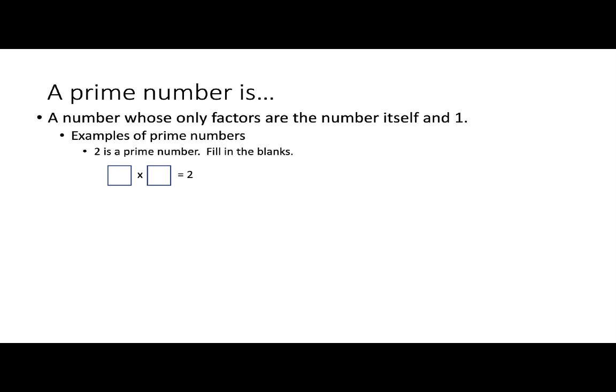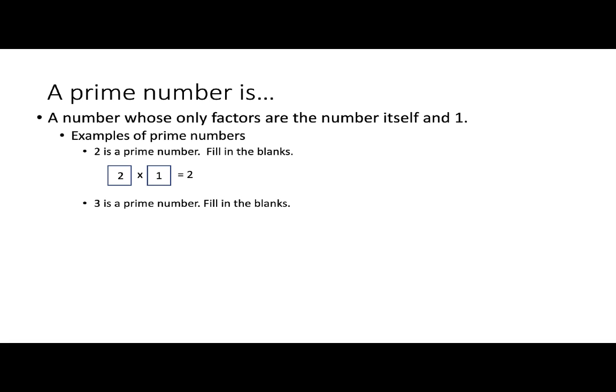Fill in the blanks. Think about all your multiplication facts and see what you can think of that will multiply to make 2. Most likely you thought of 2 and 1, or 1 and 2. Those two numbers are the only two whole numbers that you can multiply and get 2. So 2 is a prime number. Again, the factors are only the number 2 and the number 1.